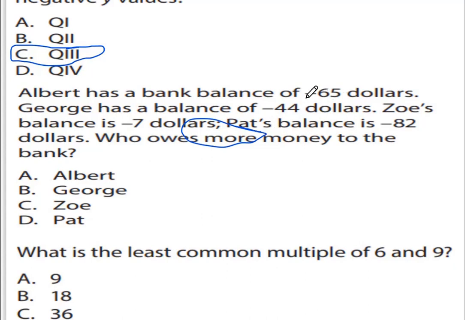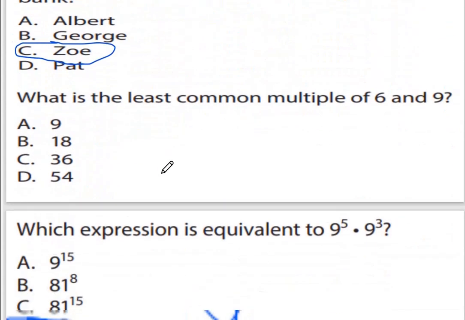In this problem, we have negative 65, negative 44, negative 7, and negative 82. As we all know, if the value has a negative sign, the lesser number has the greater value. So among all these balances, negative 7 has the bigger value. Therefore, Zoe has more money in the bank.